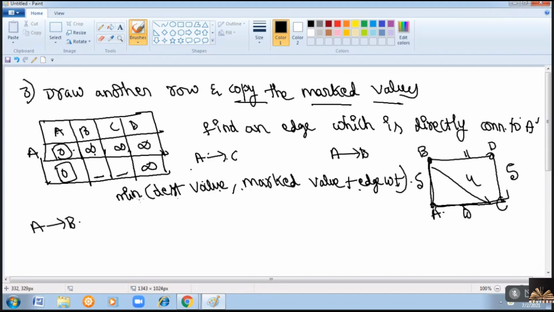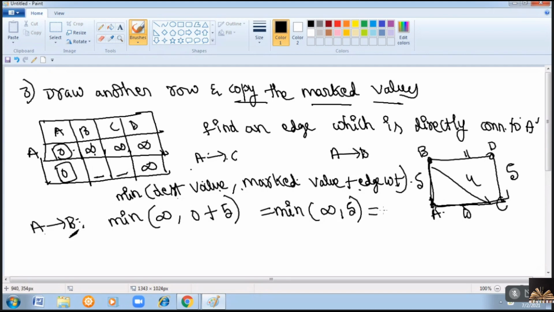Let me consider the edge A to B. Minimum of, what is your destination here? B. What is the destination value in this destination matrix? Infinity, as of now, comma. Which value have you marked? 0, plus the weight of this edge A to B, which is 5. So it is minimum of infinity comma 5. 5 is minimum. Therefore, this entry is filled with 5.